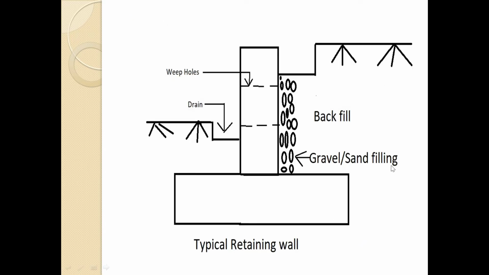This is the typical cross section of the retaining wall. This is the base slab, and this portion is toe, and this is heel, and this portion is stem portion. Actually, the gravel or sand filling is provided to reduce the pore water pressure which comes out through weep holes and collected in this drain and which will be disposed of.